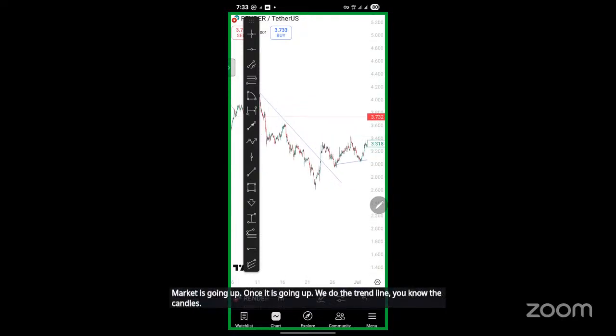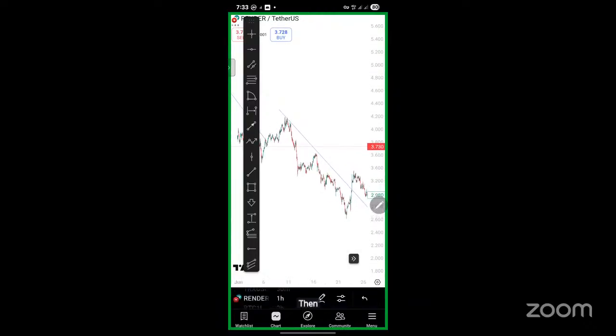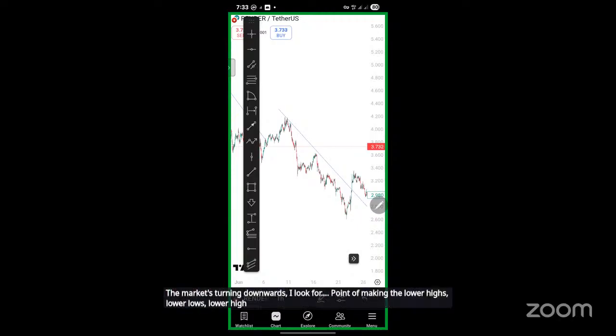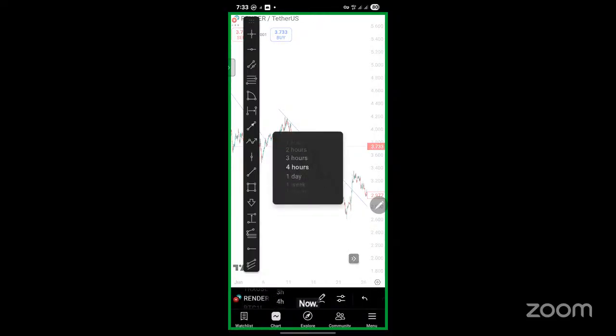Then you find the lower highs, lower lows. You see, market is trending downwards. If market is trending downwards, what are you looking for? I look for points of making the lower highs, lower lows, lower highs, lower lows. So I draw it above. And most of the time, people are confused. Now let me show you how to.